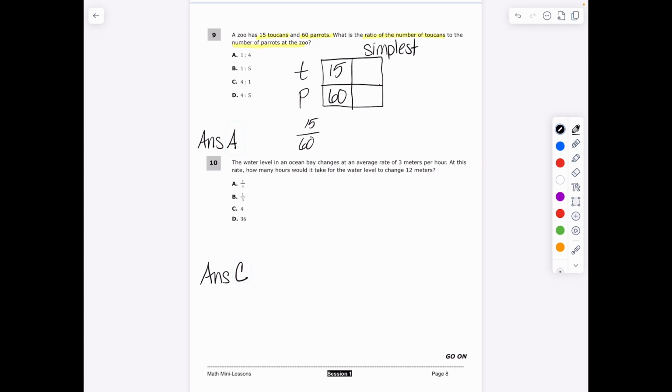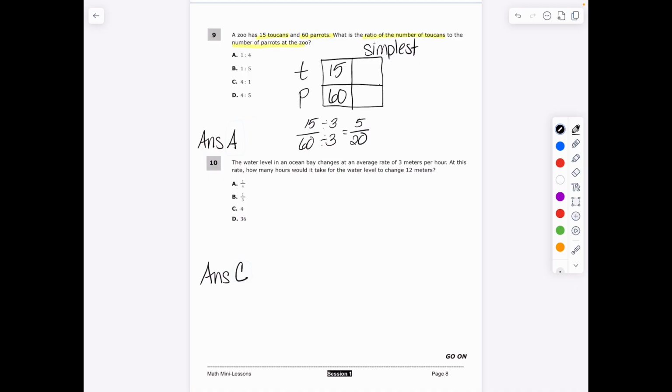Well, I can divide 15 and 60 by 3. That works. And watch how I can do this multiple times. So 15 divided by 3 is 5. 60 divided by 3 is 20. That's still not in simplest form. But sometimes it takes some kids more than one shot to get there.